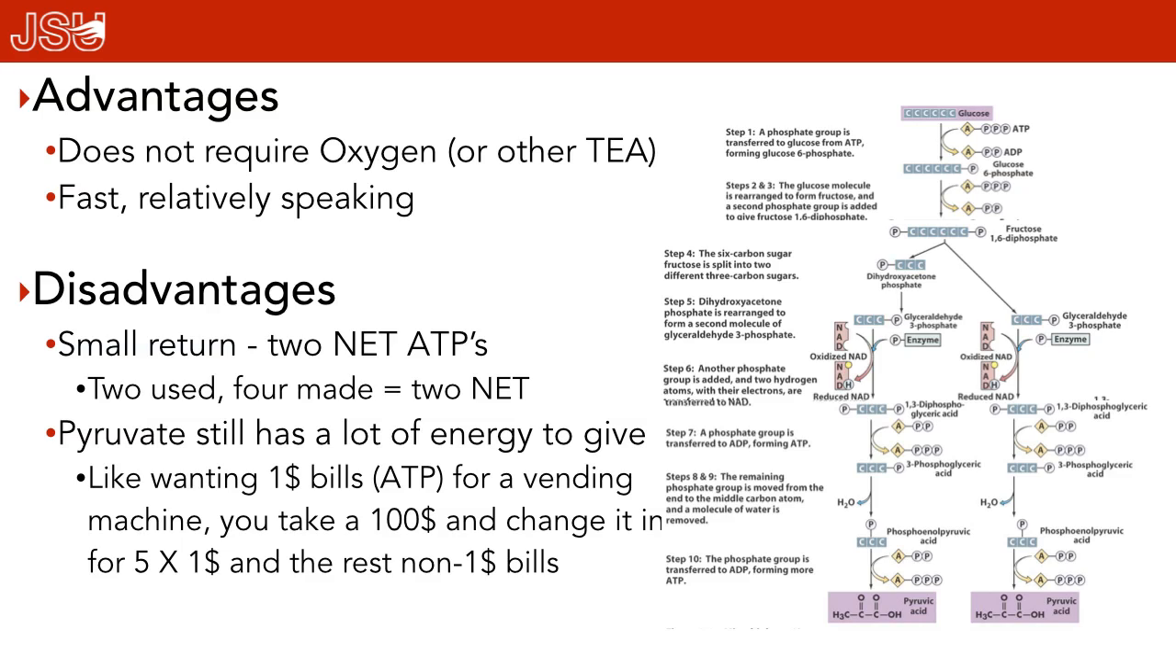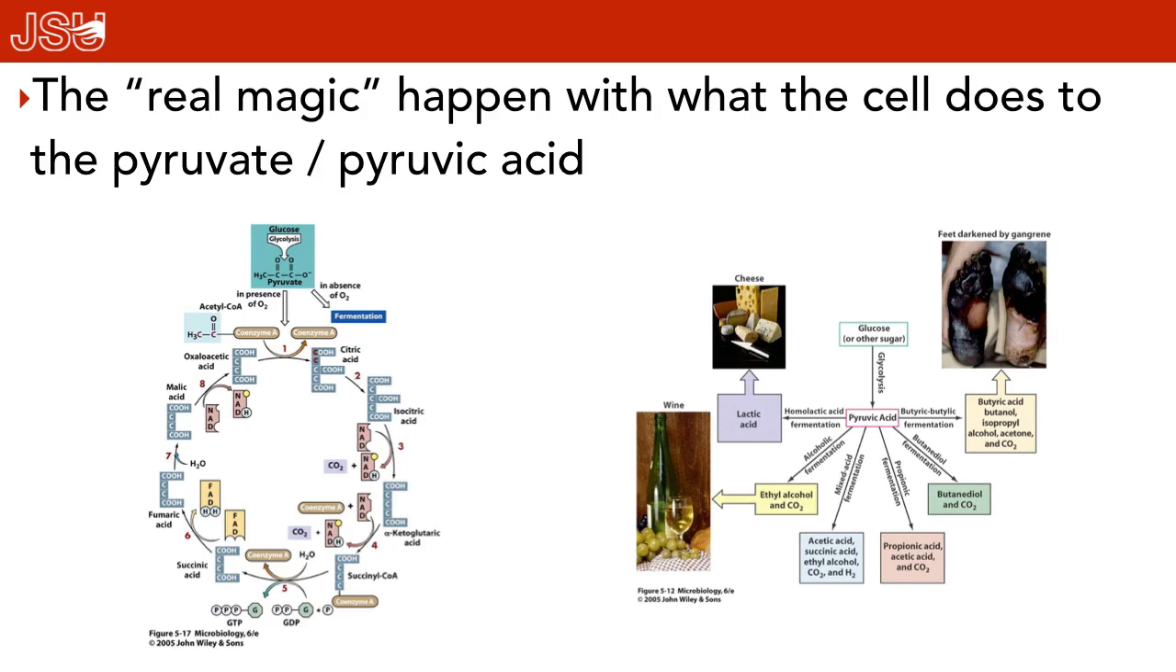Disadvantages: small amount of ATP. We'll talk about the Krebs cycle and electron transport. That's going to make 36, 38 ATPs. It's going to make a lot of ATPs. This makes 2. All right. Now the real magic happens with what the cell does to the pyruvate. Because there are multiple things it can do with pyruvate. And that's the next topic we're talking about.